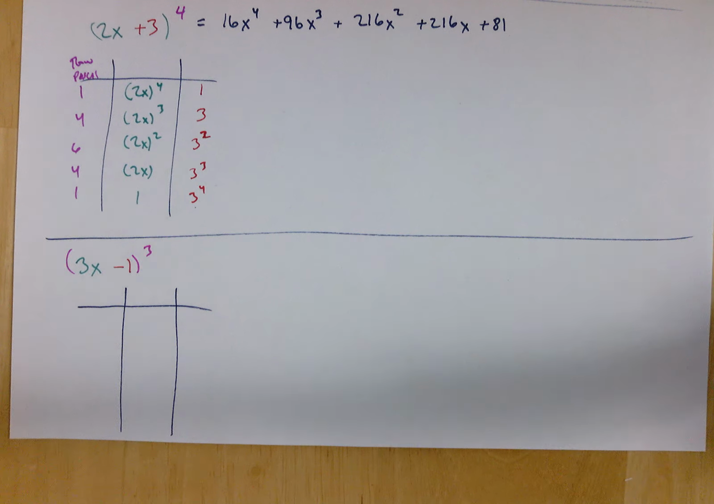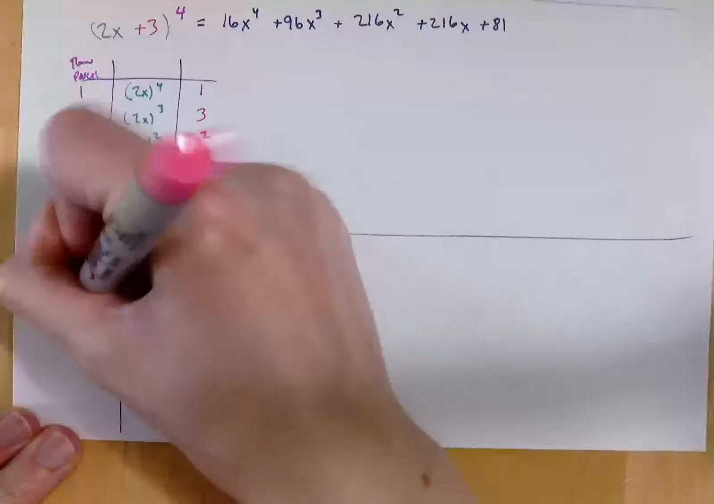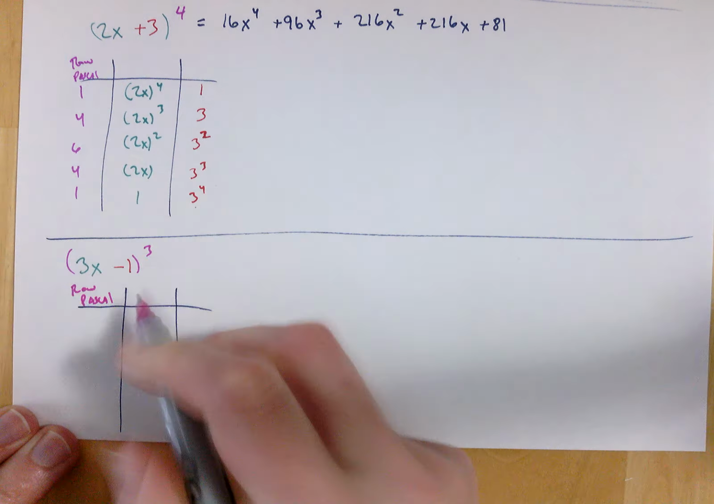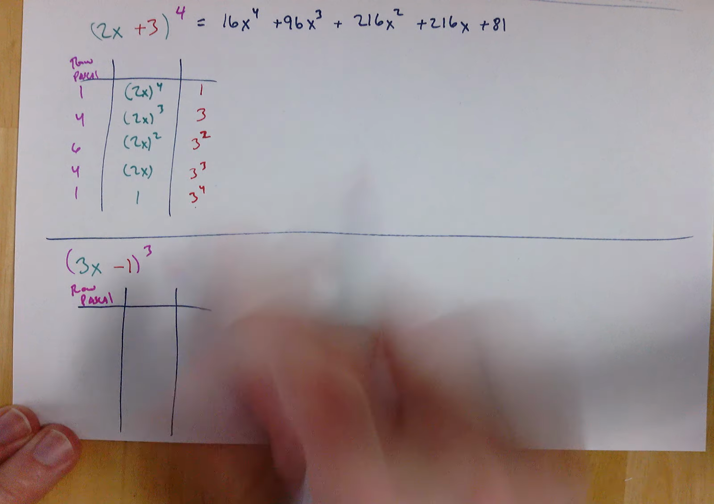All right, so same way that we're going to start it. The first thing that we need to do is fill in the row of Pascal's triangle. So I want 3. I'm looking back up here to the row with the 3 in it. It should be 1, 3, 3, 1. Great. Okay, so 1, 3, 3, 1.